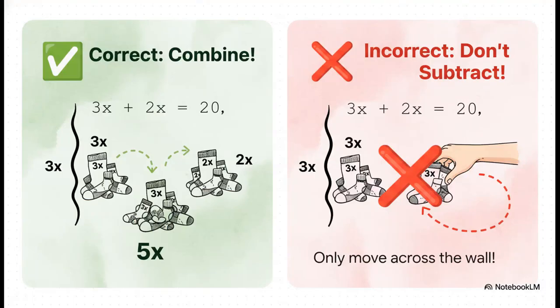Let's really zoom in on that first mistake because it's a huge deal. If you see 3x plus 2x equals 20, both of those terms are on the same side of the wall. Your instinct, your gut, should be to just combine them. 3x plus 2x is 5x. The incorrect move is to start thinking you need to do the opposite and subtract 2x. You only do that when you're moving things across the wall. If they're in the same room, just put them in the same pile.